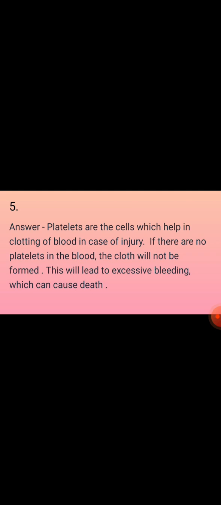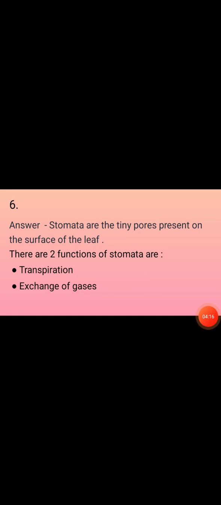So our next question is what are stomata? Give two functions of stomata. And the answer is stomata are the tiny pores present on the surface of the leaf. The two functions of stomata are transpiration and exchange of gases.